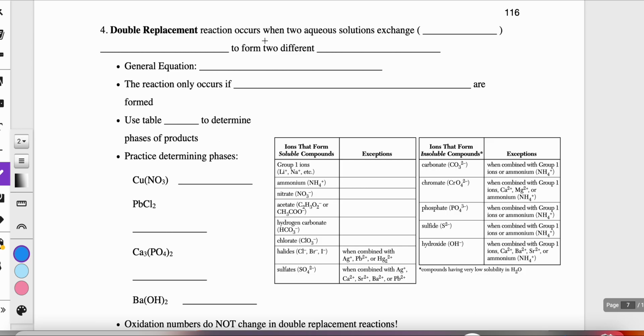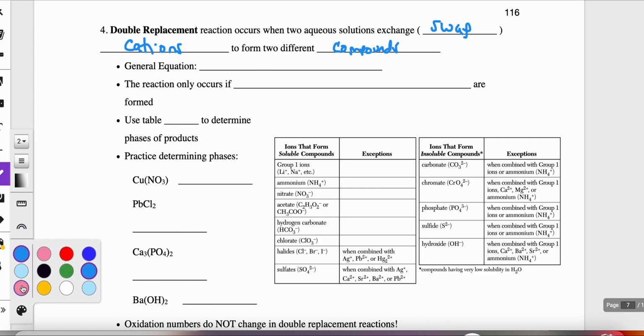Double replacement reactions. A double replacement reaction occurs when two aqueous solutions exchange, or sometimes instead of the word exchange, I like to use the word swap. So they exchange or swap cations to form two different compounds.